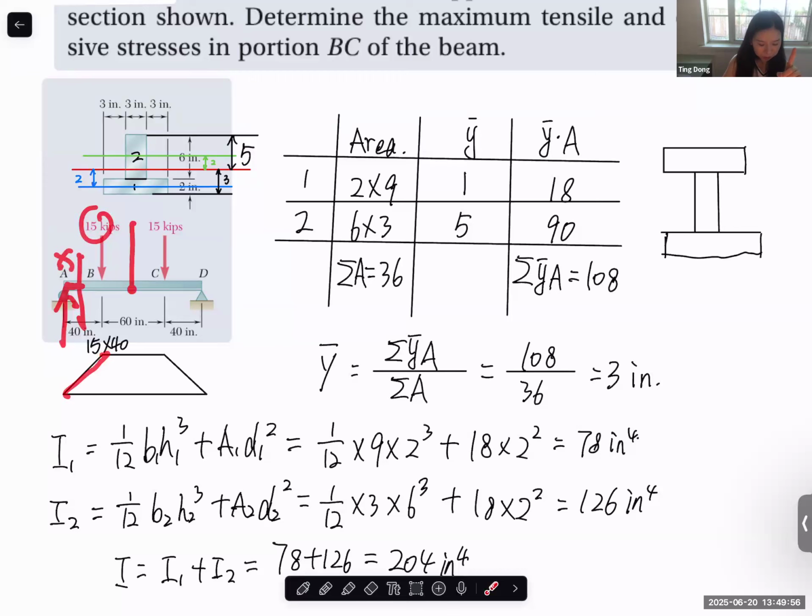And when you cut through this point, you see what I mean? The moment is only from this point to this point; nothing can increase the bending moment in the section. The moment is only created by this couple. So it's 15 upward, 15 downward, and the distance between them is 40. So this generates a moment, and that is the moment at this point. In the BC section, there's nothing that increases the couple or the bending moment. That's why it's constant. Of course, you can use the equation.